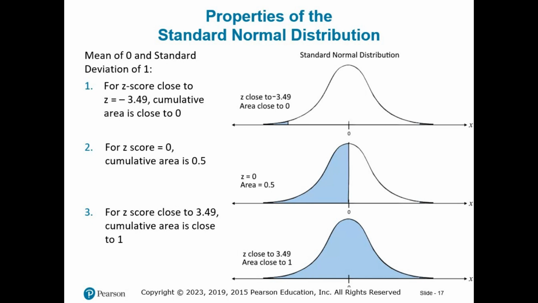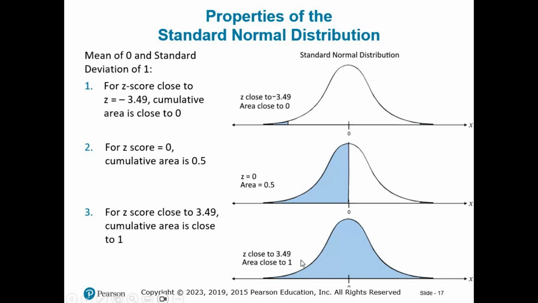Now look at the second graph. This one represents a z-score of 0, which is in the middle where the mean is. Exactly half of the curve is accounted for. And if you'll remember, the entire curve has an area of 1. So if exactly half of the curve is accounted for, guess what? Half the area is too. So the cumulative area when the z-score is 0 is 0.5, or a half.